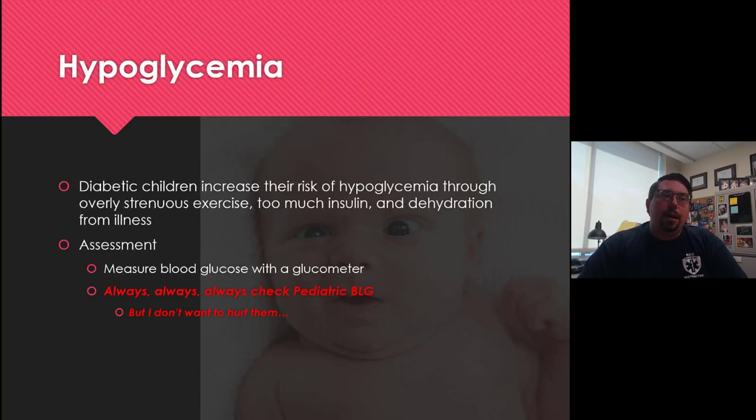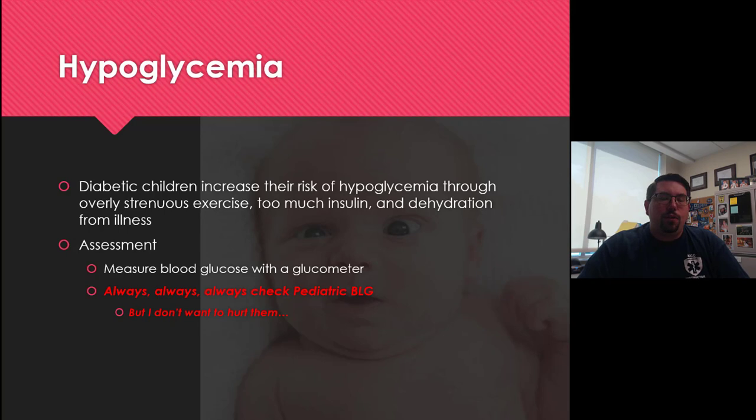Now with hypoglycemia, diabetic children increase the risk of hypoglycemia primarily from excessive exercise. That's one way, right? They're overly active. The other could be that they're producing too much insulin, or they're having dehydration potentially from an underlying illness.